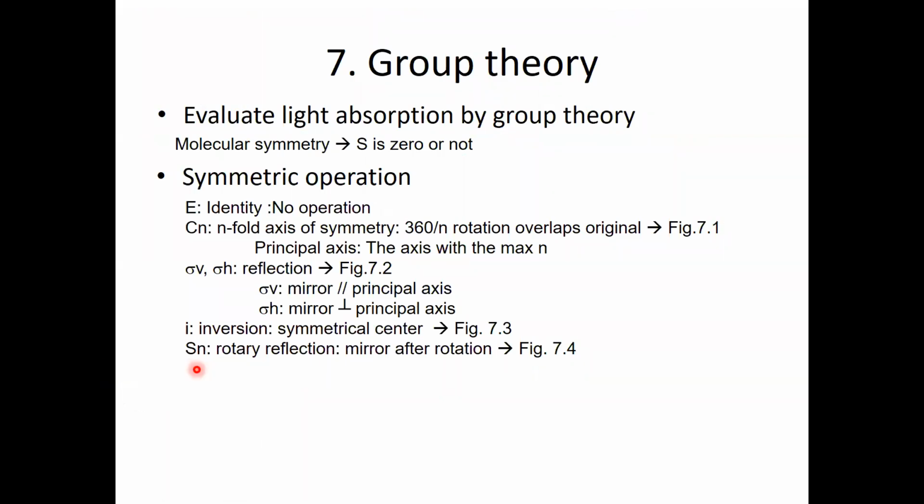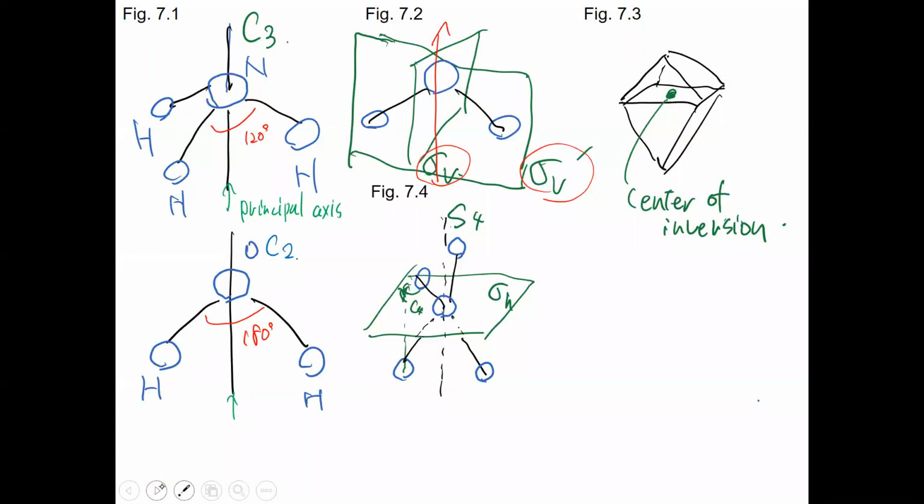The next one is I, called inversion, meaning the symmetry center. After a symmetry operation through the center, it's going to overlap. Here's an example. For example, an octahedral molecule has a center here, and if you flip this point to this way, or flip from here to this way, they are going to overlap. This is called the center of inversion operation.